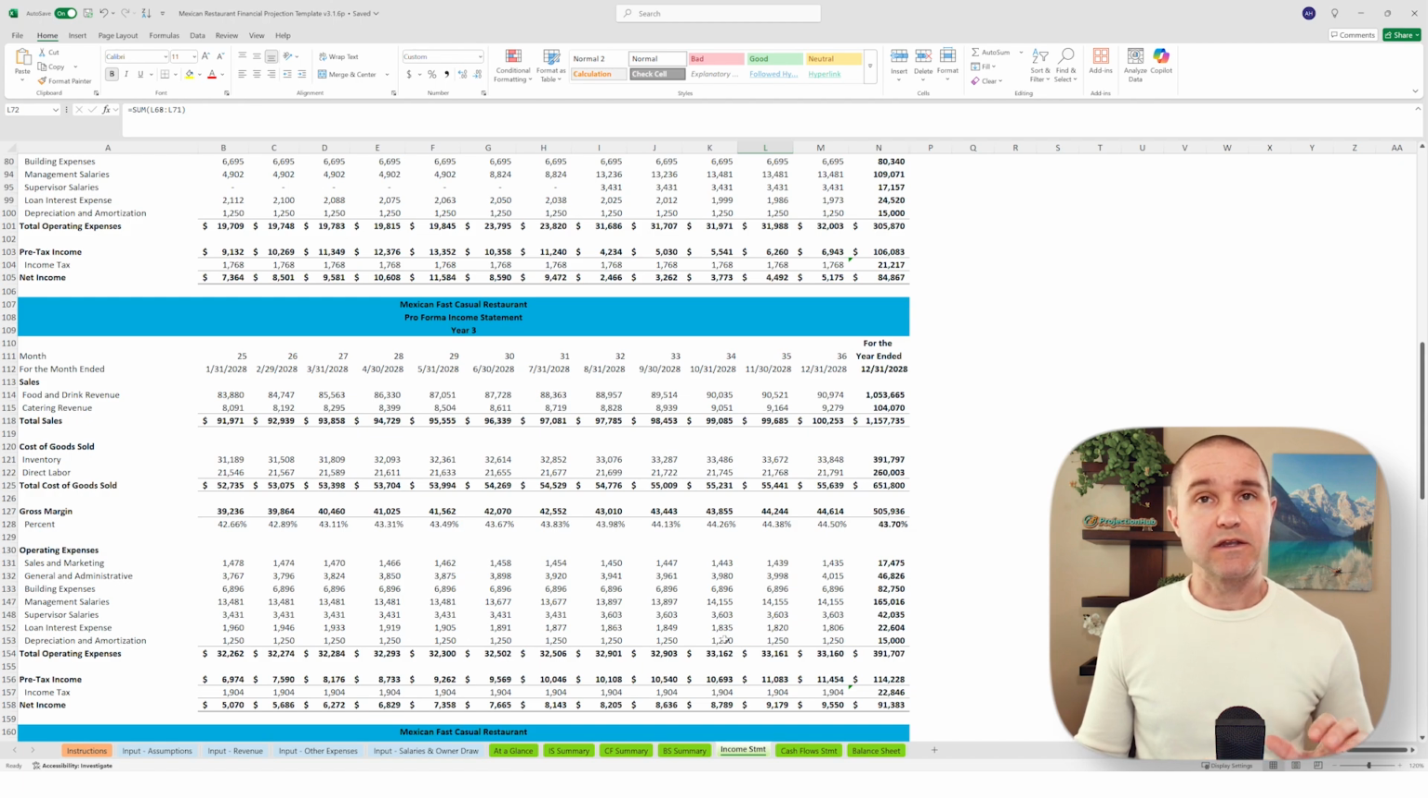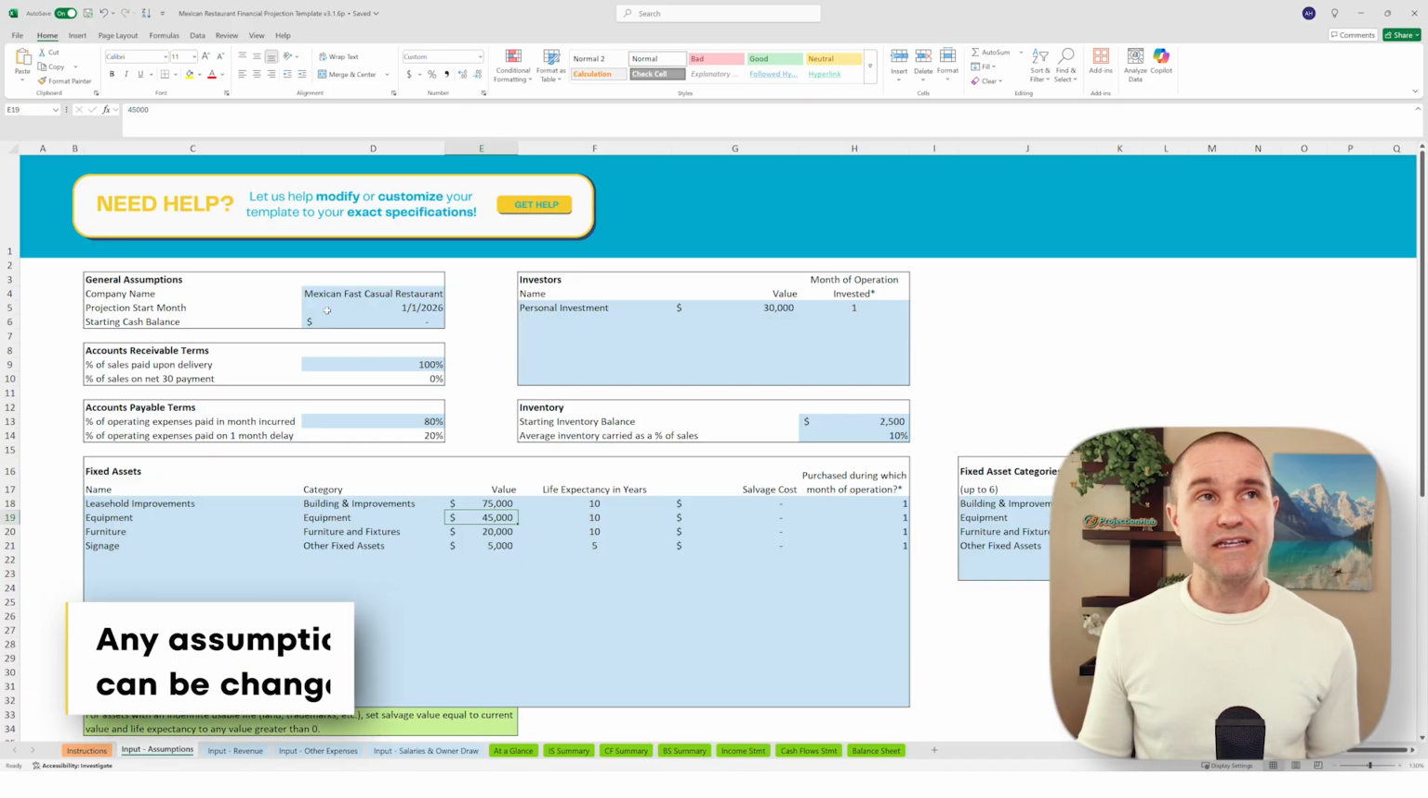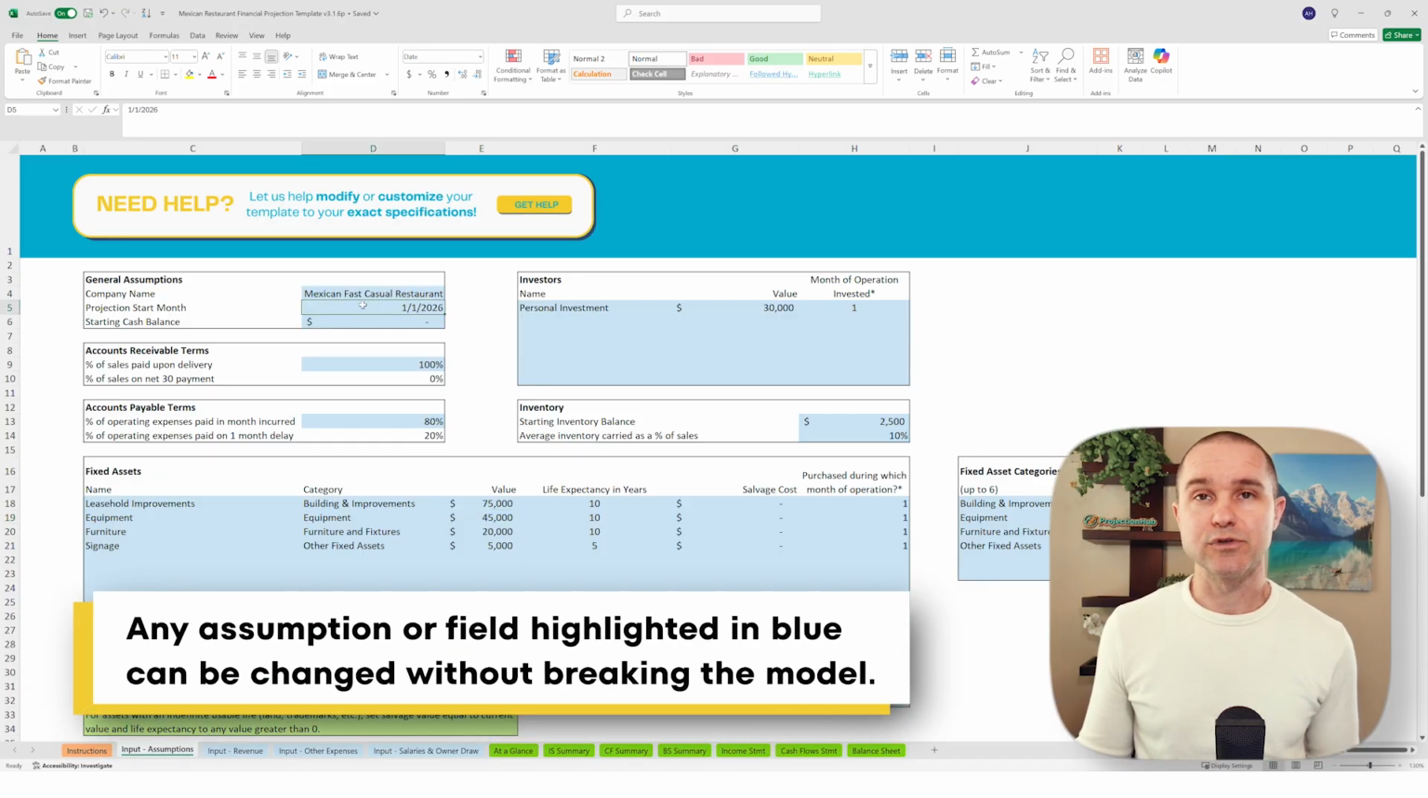Now, this is what you're going to need if you are looking for an SBA loan, but in order to produce all of these reports, we have some work to do to enter in our various assumptions. So the first thing you need to know is that any assumption that is highlighted in blue, or any field that's highlighted in blue, is an assumption that you can change without breaking something in the model.